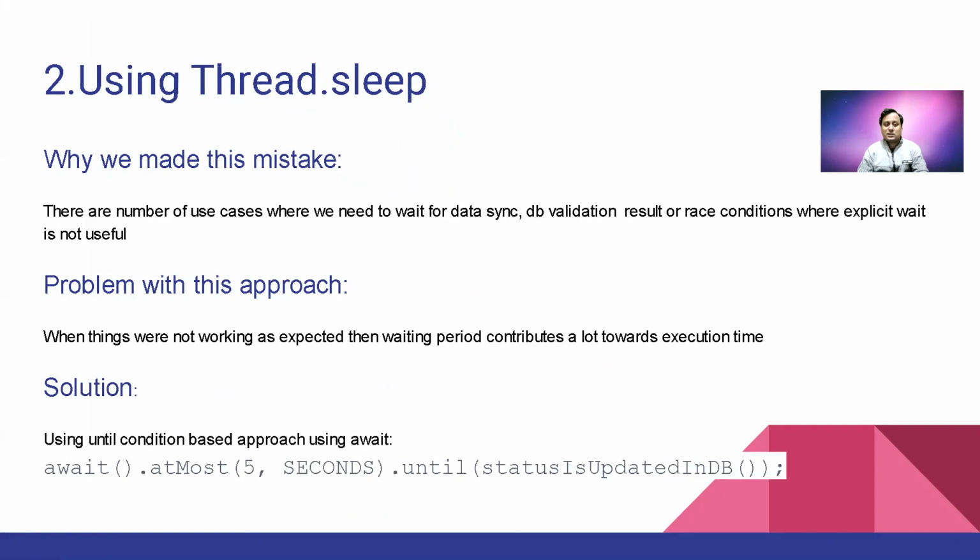The second mistake we made was using Thread.sleep for data sync, DB validation and race conditions. Problem with that approach: when things were fine, that is good. Then when things are not fine, it was still waiting for a hard-coded wait time. So to fix that, we started using a condition-based approach with Awaitility-type wait, where we could say wait at most 5 seconds until the data is updated in DB.